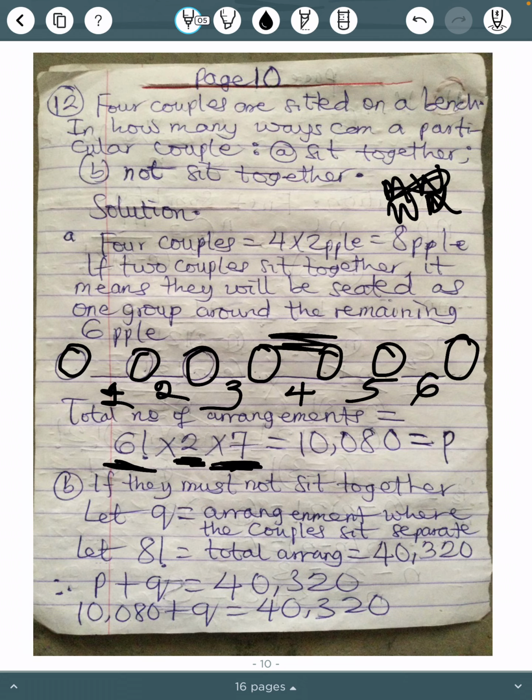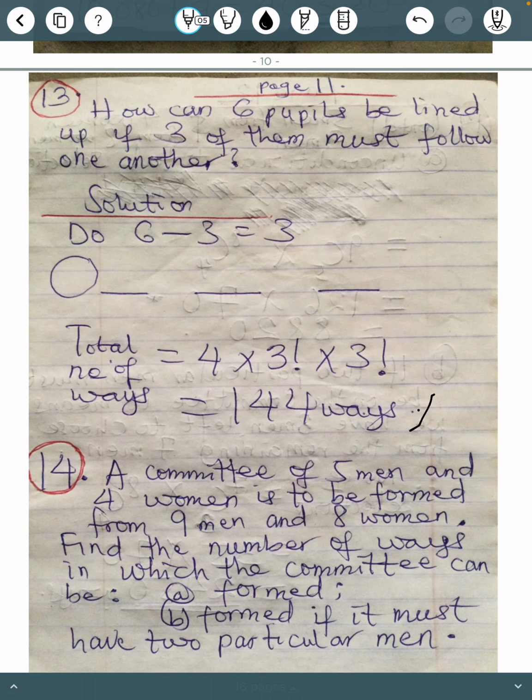Now, the next question in B says, if they must not sit together, how many arrangements will you have where the 2 couples must not sit together? Altogether, the total number of unconditional arrangements of 8 people is 8 factorial, which will give you 40,320. Let the number of ways where the 2 women sit together be P, and let the number of arrangements where the 2 women don't sit together be Q. Now, P plus Q will give you 40,320. So 10,080 plus Q will give you this, and Q will be this minus this. That will give you the number of ways where they must not sit together. You can subtract that yourself.